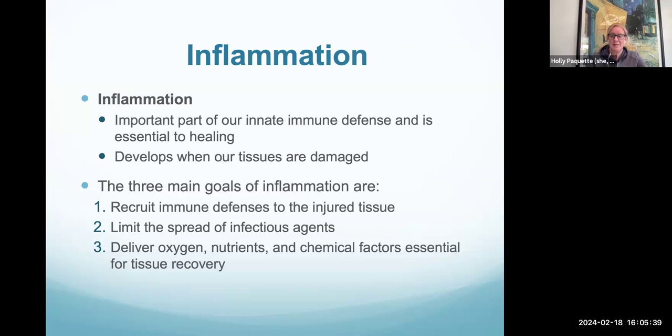It happens when tissues get damaged in a particular area, to help those tissues heal. So remember, we talked about in last week's lectures the fact that viruses can damage cells and even kill cells, and that damage, then we want to make sure that we can heal that. And so the three main goals of inflammation are, number one, they recruit more immune defenses to the injured tissue to make sure that the infection is taken care of.